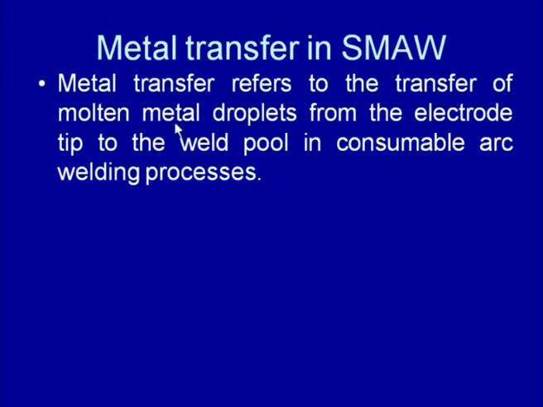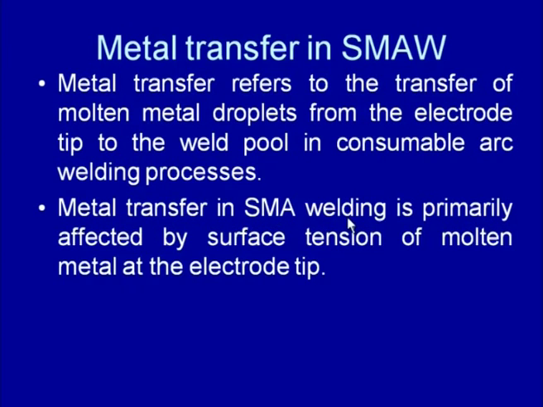Now, we will see that the shielded metal arc welding process is a consumable arc welding process, where the heat generated by the arc is used for melting the base material as well as for melting the electrode also, and whatever electrode is melted, it is transferred to the weld pool. So, the molten metal transfer from the electrode tip to the weld pool is important to be considered, because it affects the soundness of the weld joint and the quality of the weld being made. So, metal transfer refers to the transfer of the molten metal in form of droplets from the electrode tip to the weld pool in case of the consumable arc welding process.